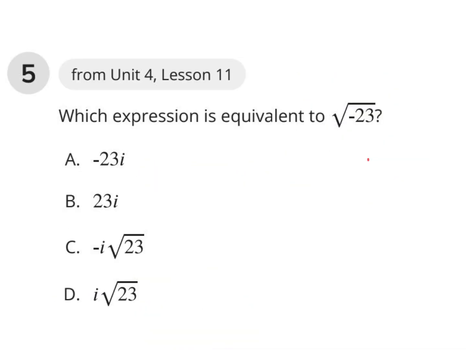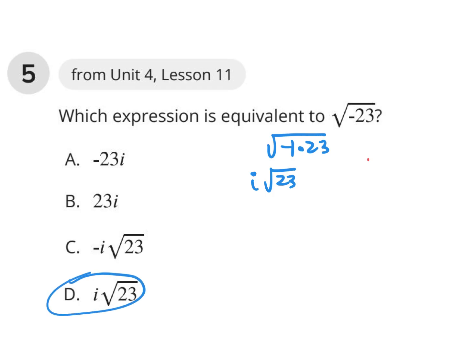Okay, which expression is equivalent to the square root of negative 23? So for the square root of negative 23, what you have to do is separate it into negative 1 times the number. 23 is not divisible by 4 or 9 or 16. So the square root of negative 1 is i. So this is just i root 23. We put the i in front of the radical so you understand that the i is not under the radical. So D is the best answer.